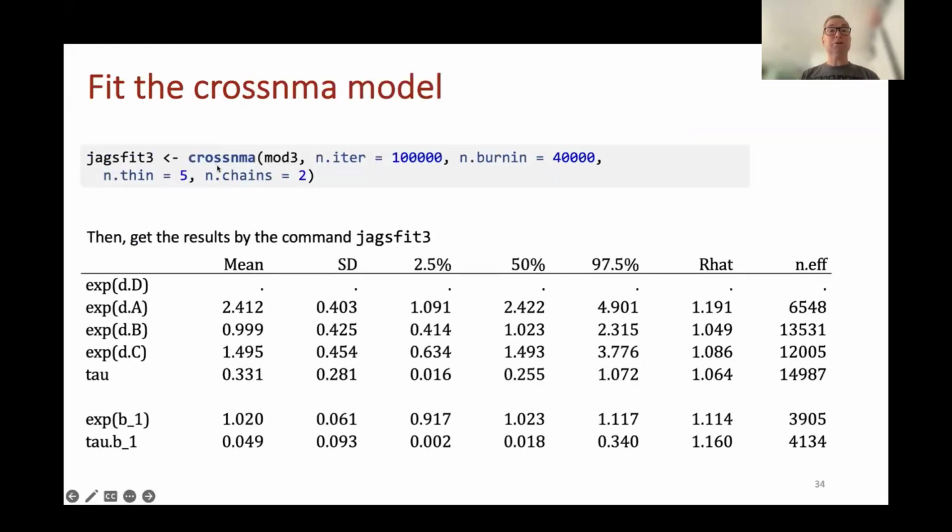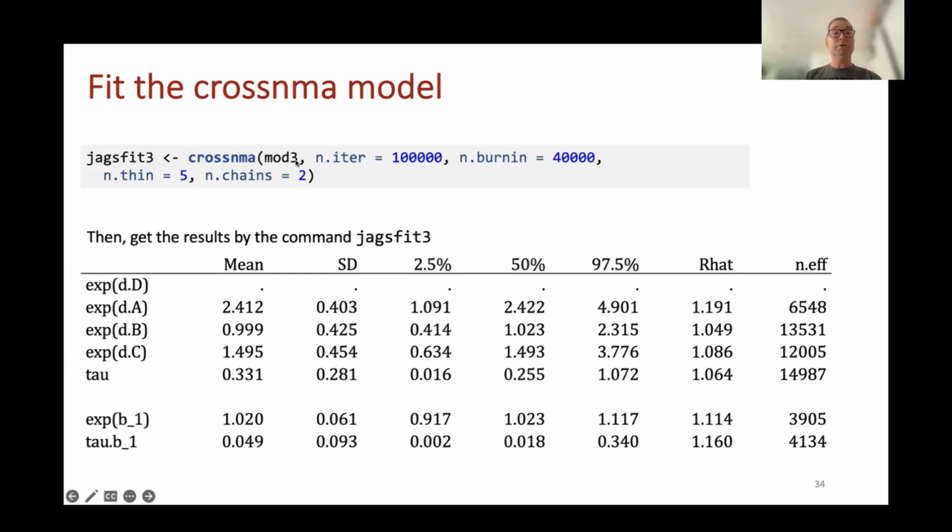And then the next function that you can use is the crossnma function. You input the model file. This is basically the only information that you have to provide, but typically you would like to control how many iterations you are using in the JAGS run, how many iterations you would like to use for the burn-in, and so on. If you run this, which takes a little bit of time depending on how fast your computer is, then in this JAGS fit result you have the results of your network meta-analysis.